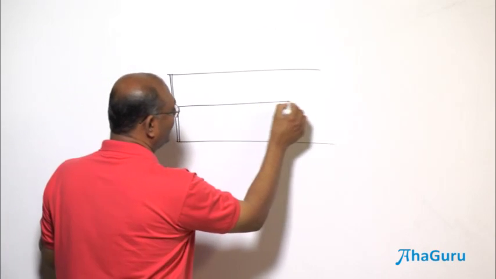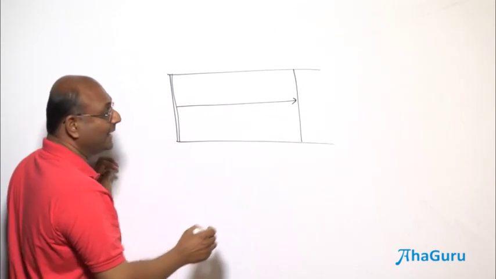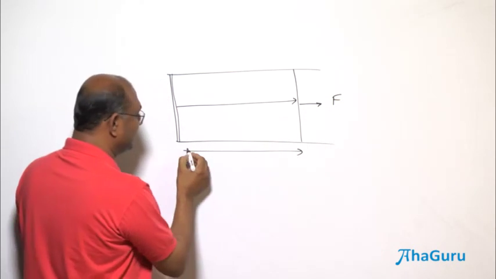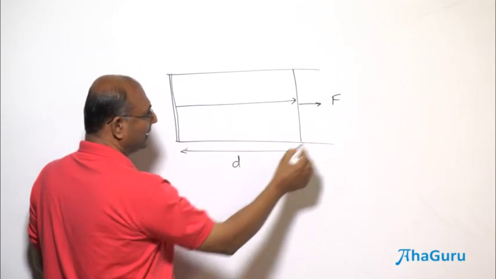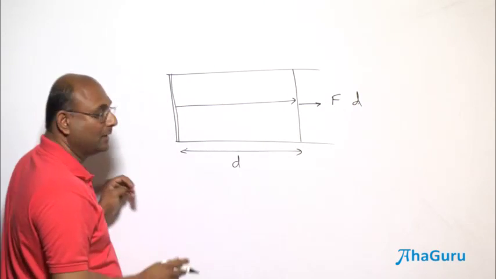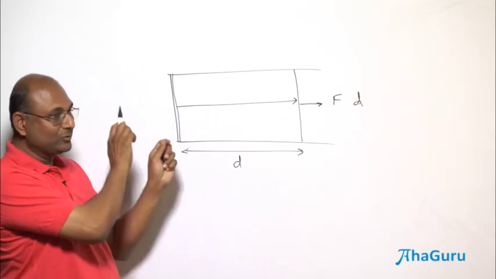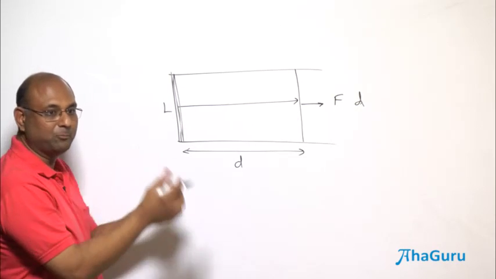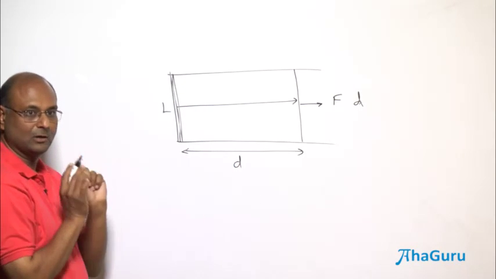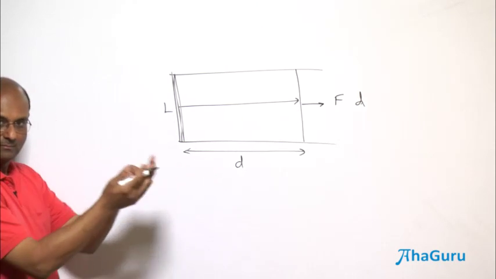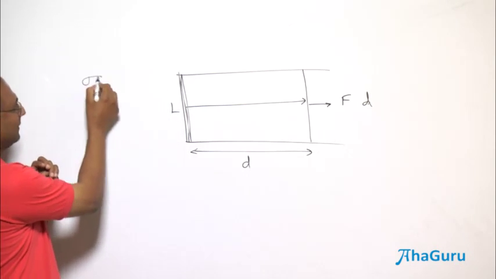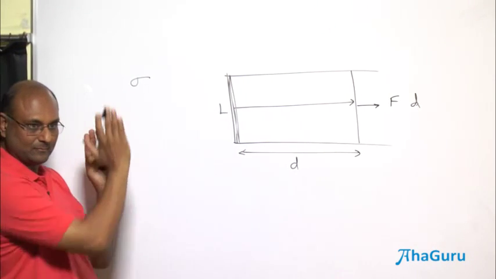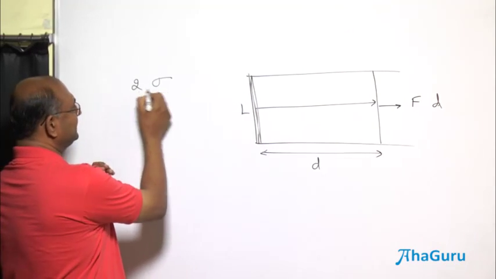Now if I have to pull this fellow and lift it up till that place, I have to exert a force F, and I have moved it a distance D. Work done by me is F into D. But you already know that this side is going to pull and that side is going to pull. If this had length L, how much did it pull with? Sigma into L on this side and sigma into L on that side. So 2 sigma times L.